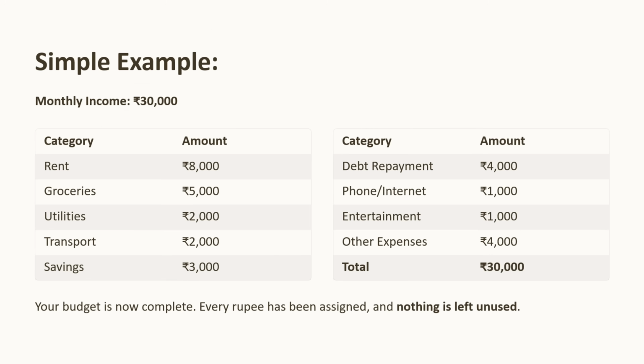Here you can see a simple example. Suppose your monthly income is 30,000 rupees. And here you can see for each category the amount is assigned. Finally, the total expenses should be equal to your monthly income. Here you can see every rupee has been assigned and nothing is left unused.